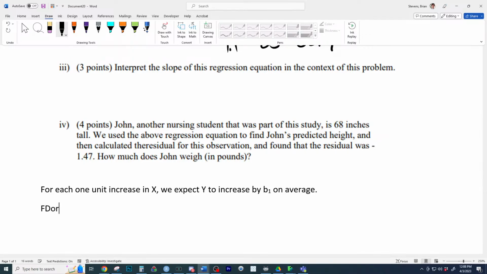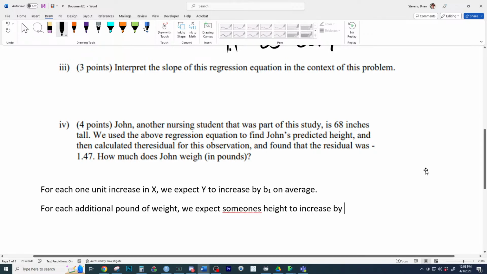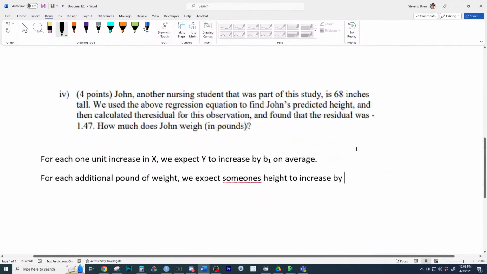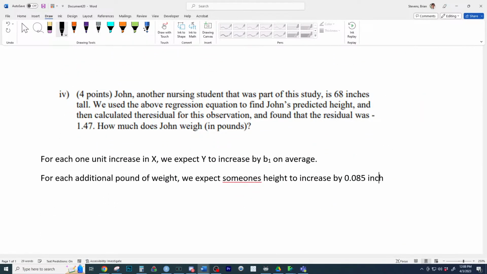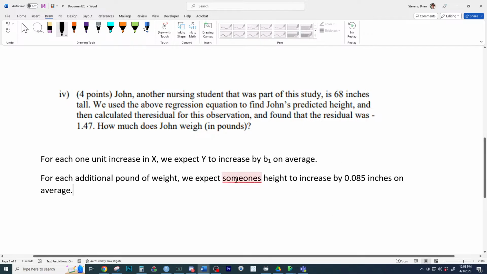So we would go right here: for each additional pound of weight, we expect someone's height to increase by 0.085 on average. Great job for each one. Yep. And look, we almost have the exact same thing: for each additional pound of weight increase.